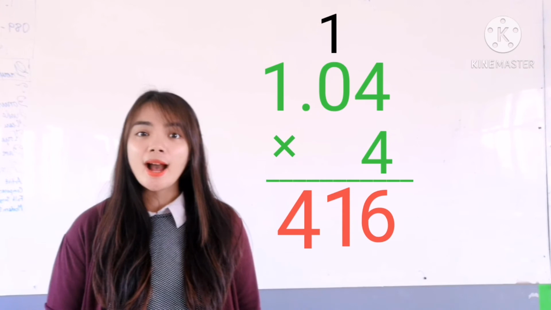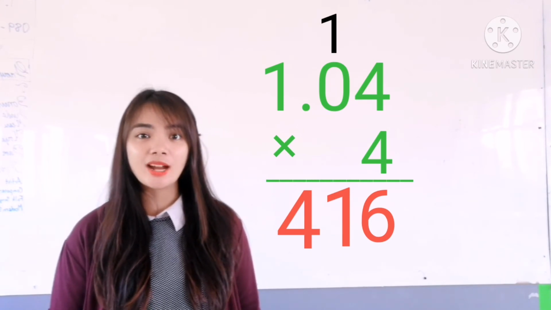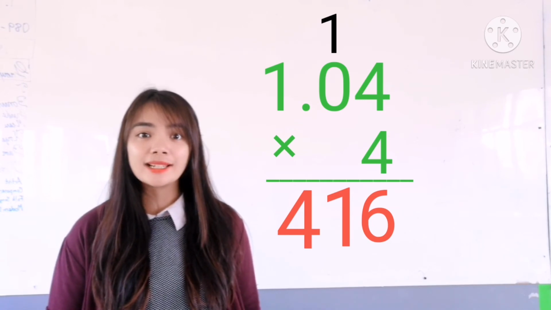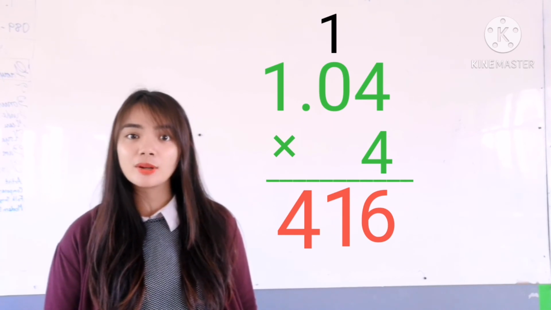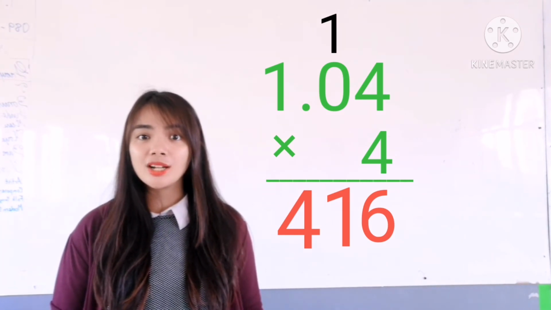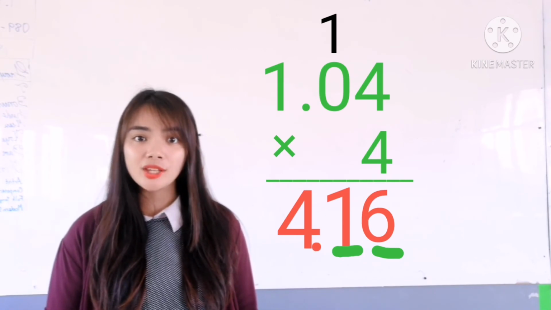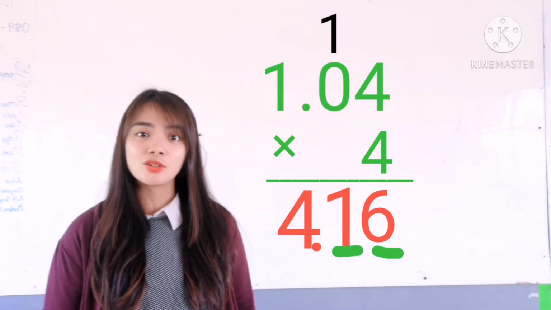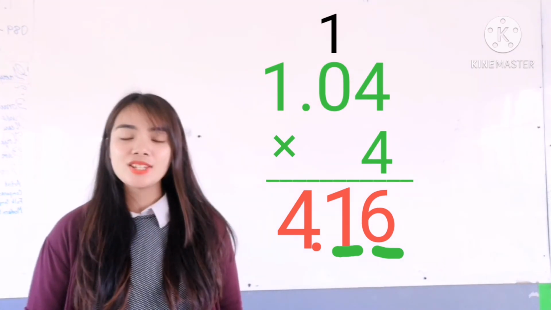So how many numbers are there in our decimal places? There are 2. So we are going to count also into our answer. We count from our right: 1, 2. So we need to put the decimal point just after 1. So our answer would be 4.16.